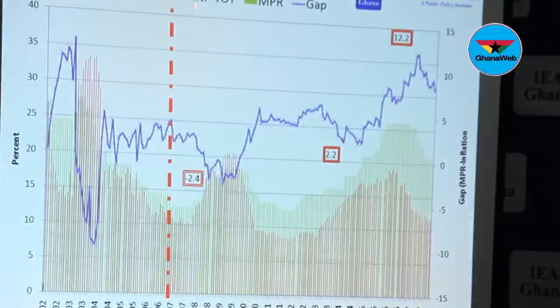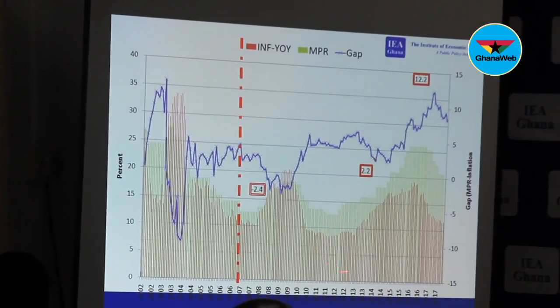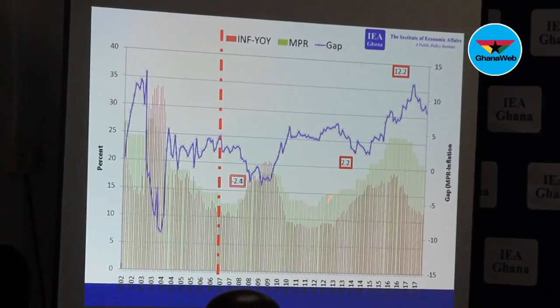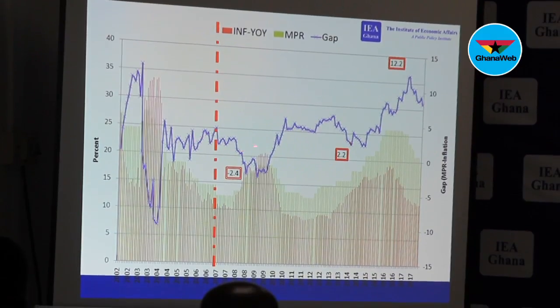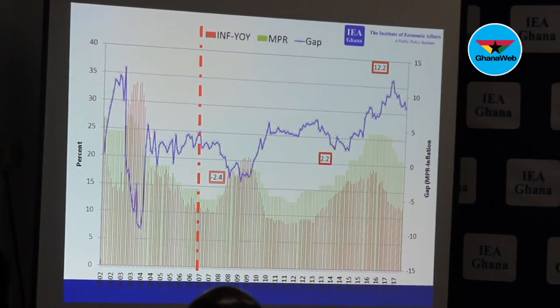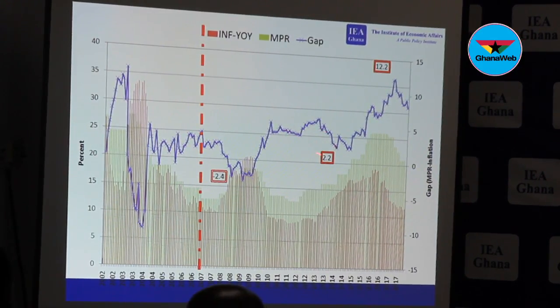In around 2000, this is 2007 when we started inflation targeting. Now, the red lines are monthly inflation, and the green lines are the monetary policy rate. The purple line is the gap between the monetary policy rate and inflation. It's the gap.